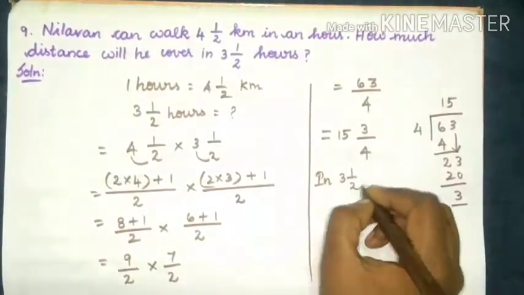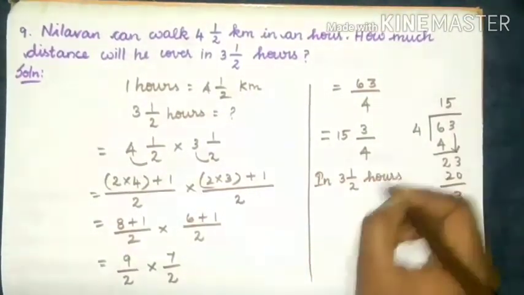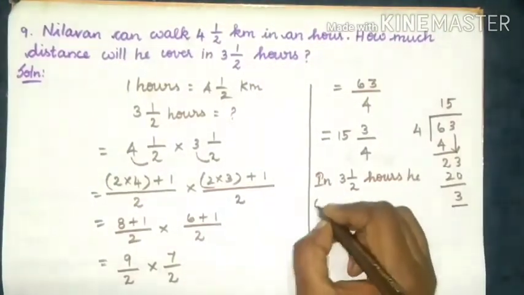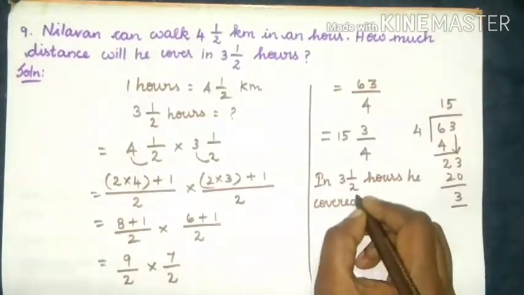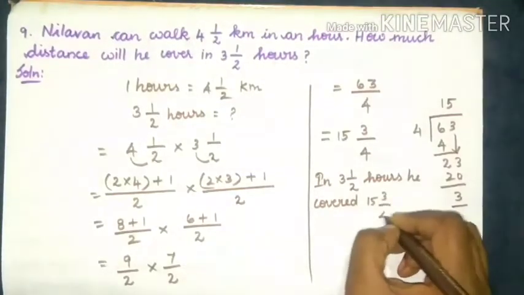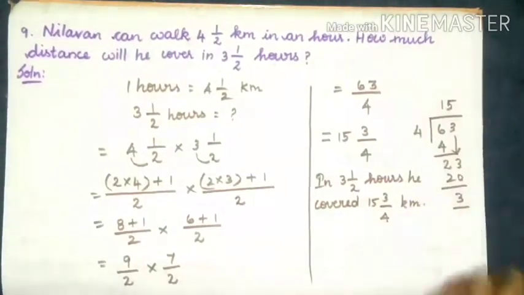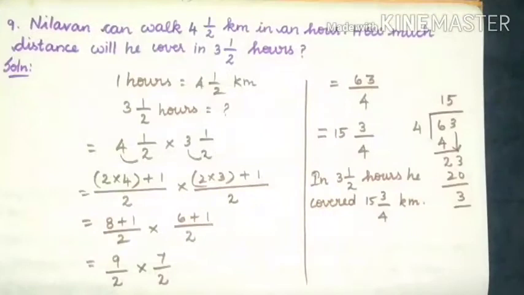So, in 3 1 by 2 hours, he covered 15 3 by 4 kilometers. Students, is it clear now? Here Nilavan covers 4 1 by 2 kilometers in 1 hour. We have to find it for 3 1 by 2 hours.